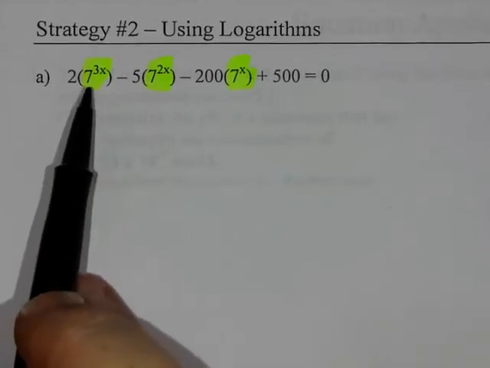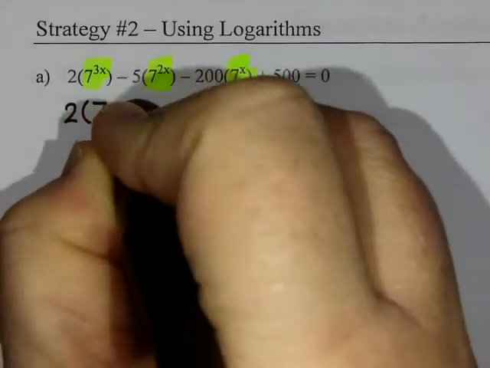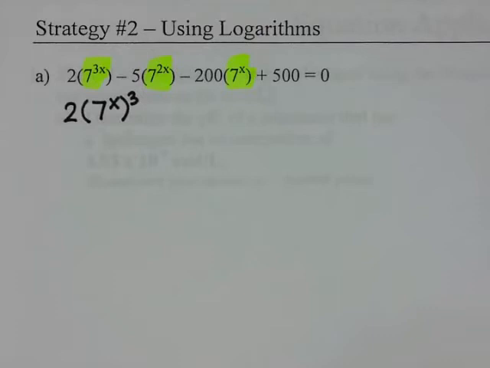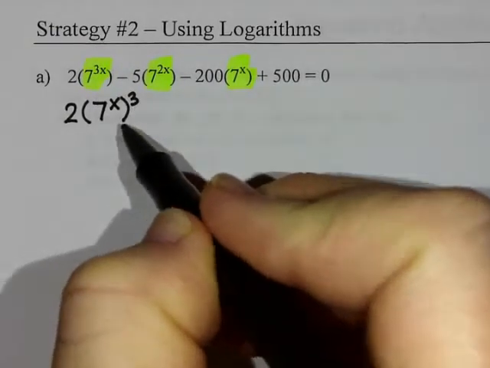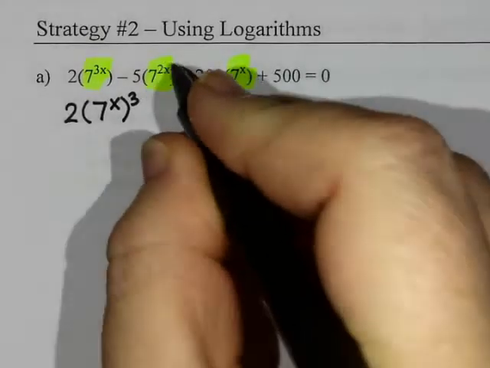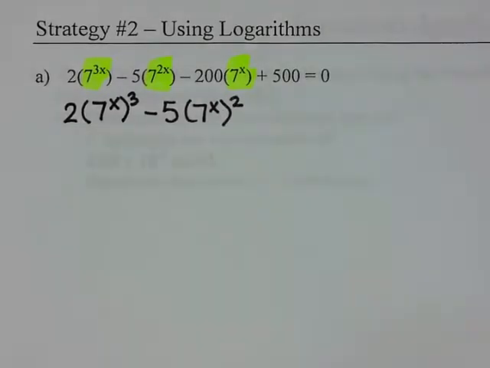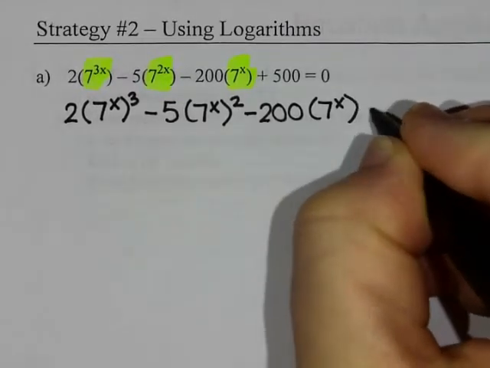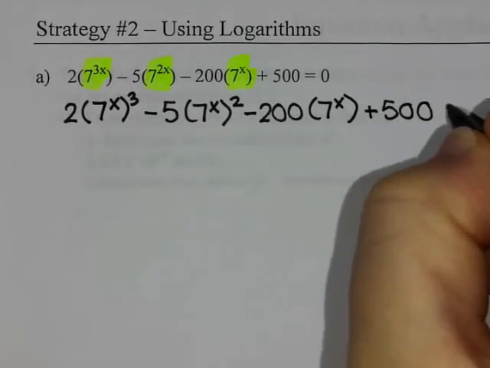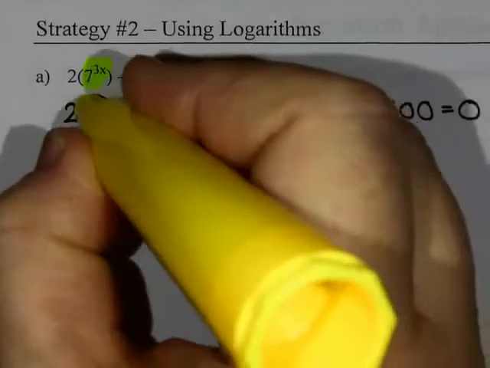Now, I am going to just rewrite these a little bit. I'm going to say this is 2 times 7 to the power of x to the power of 3, right? We multiply exponents when we have an exponent on a bracket. So if I have things multiplied together, I can break it up into an exponent with a bracket. The 7 to the power of 2x, I can write as 7 to the power of x to the power of 2. And then this is minus 200 times 7 to the power of x plus 500 equals 0.